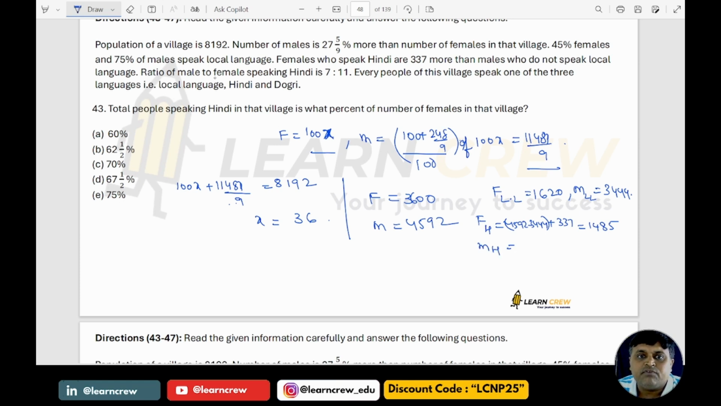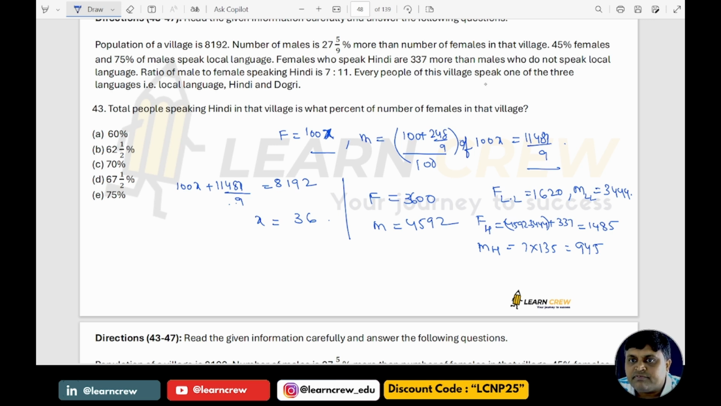So the ratio of males speaking Hindi to females speaking Hindi is 7:11. 11 parts is 1485, which means each part is 135. 7 into 135 is 945. So males speaking Hindi is 945, and females speaking Hindi is 1485.